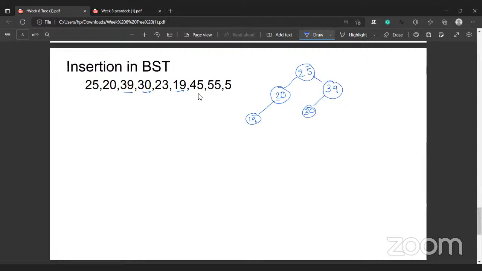And then 45 is greater than 25, right? It is greater than 39, so it will be inserted on the right side of 39. Then 55 is greater than 25, then greater than 39, then greater than 45, so it will be inserted in.